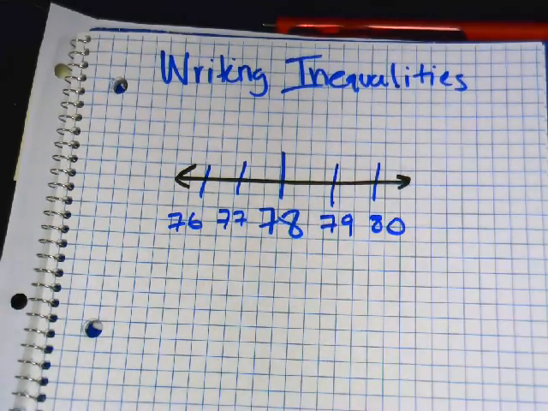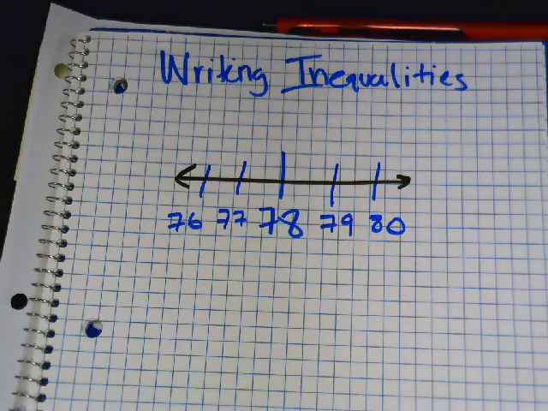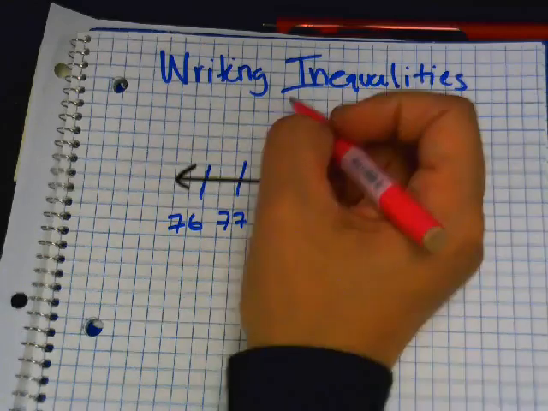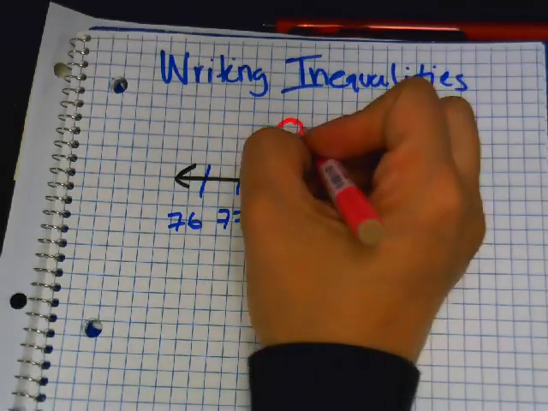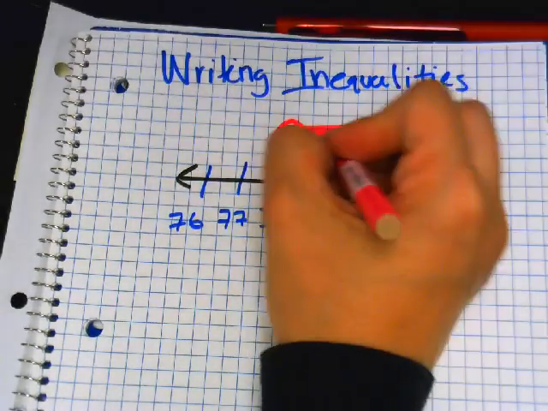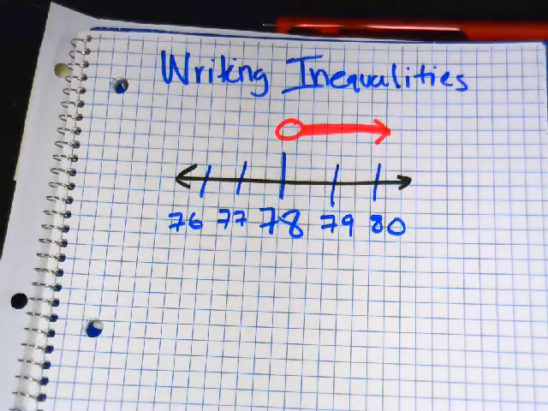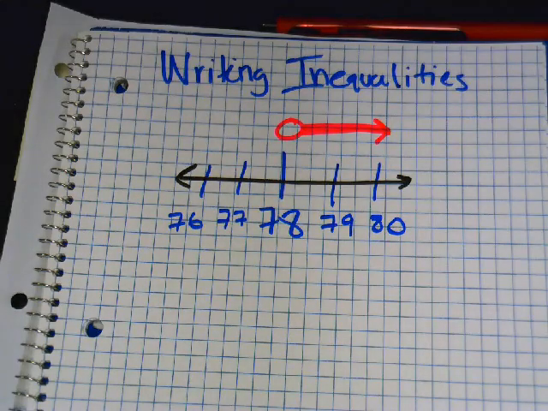All right. Quick, open or close circle. Open. Quick, left or right. Right. All right. Keep on writing. Okay, so we built this inequality together, right? Now, I want you to tell me what's the inequality that we just created.